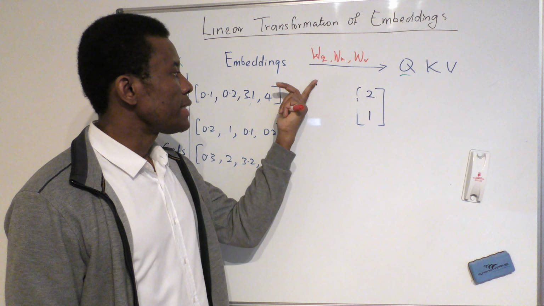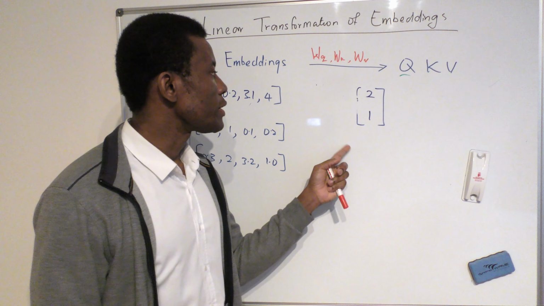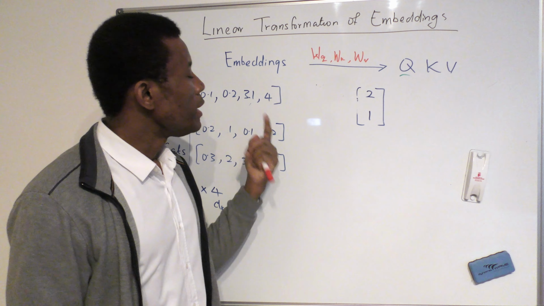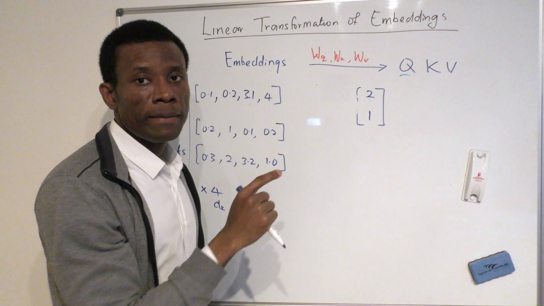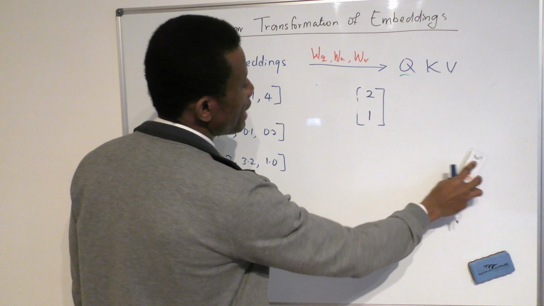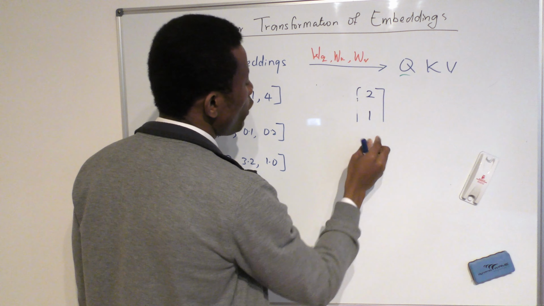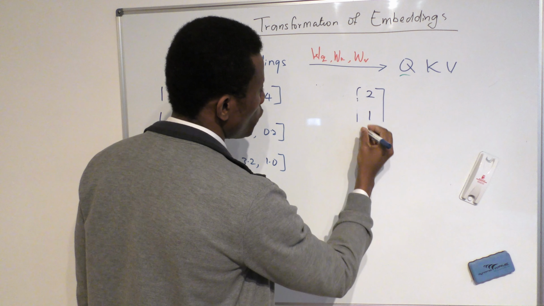the weight matrices. The weight matrices must always take into consideration the embedding size. So the weight matrices must align with the embedding size. So in this situation, our WQ must have 4 items. It's going to have, let's say, 2, 1, 2, 1.